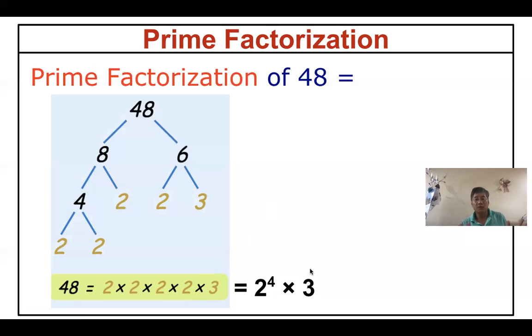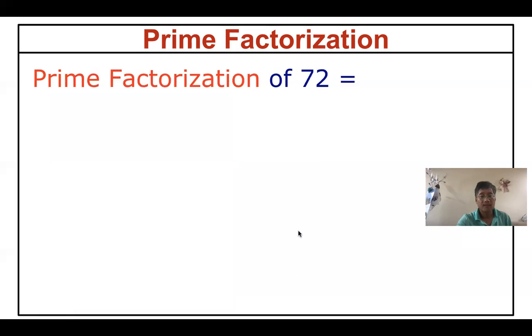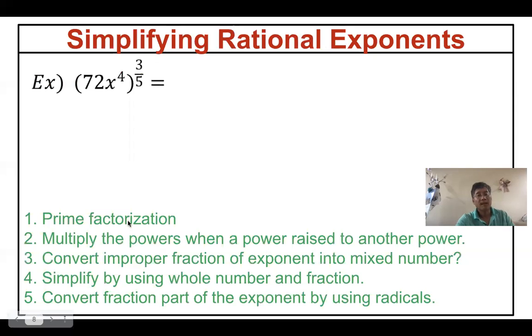And then we'll combine this prime factorization with the last lesson. And that's it. All right. 72, you can practice. 8 and 9. And 8 is 2 to the third power, and 9 is 3 squared. That's a prime factorization, right? Now, let's simplify these rational exponents.